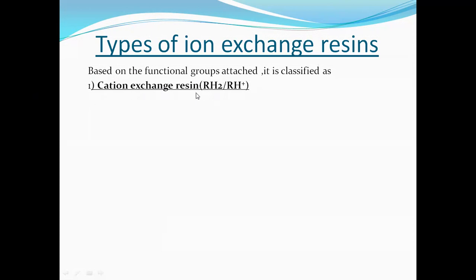Now what will this cation exchange resin possess? They will possess acidic functional groups. That's why here we have written RH2 and RH plus. In the COOH group, there is H plus. In the SO3H group also there is H plus. So all these cation exchange resins have acidic functional groups, and because of these acidic functional groups, they can exchange their H plus ions. They are rich in H plus ions. So they are going to exchange their H plus ions with the hardness causing cations.